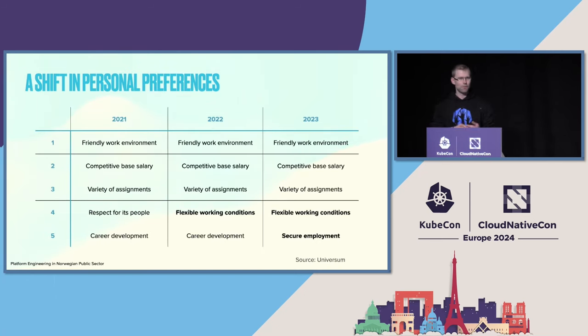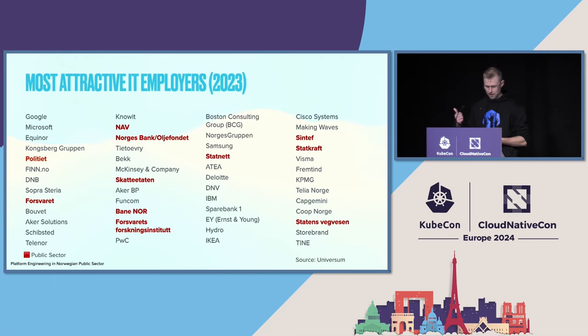And we also see a change in personal preference. So this is a company called Universum, that does surveys each year for students and professionals about their working habits or work preferences. And from 2021, friendly environment, competitive salary, variety of assignments, respect for people, and career development were for a long time the things that didn't really change. More recently, we have seen a shift in focus: flexible working conditions and also secure employment with the economic downturns. And these things actually play quite well for the public sector. And this was the most attractive IT employers in Norway for 2023. We actually see a number of public sector organizations on the list, which means they must be doing something right. We just don't know what yet.